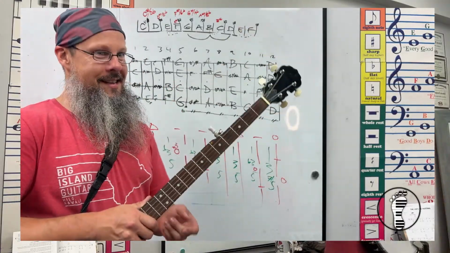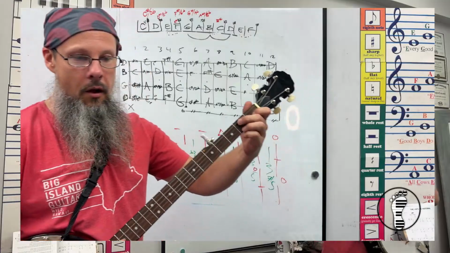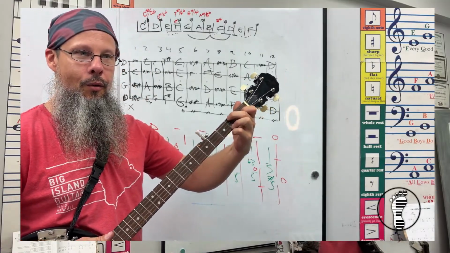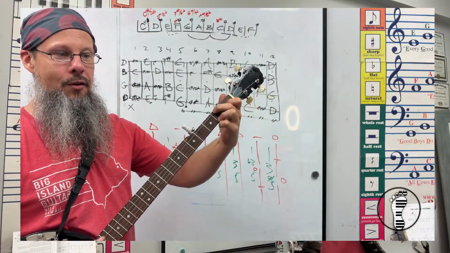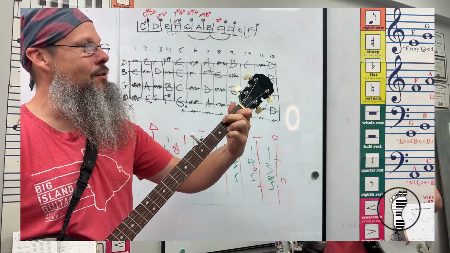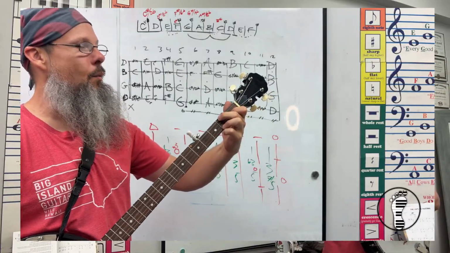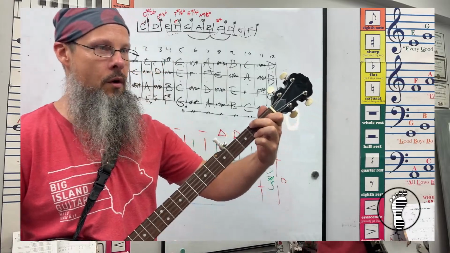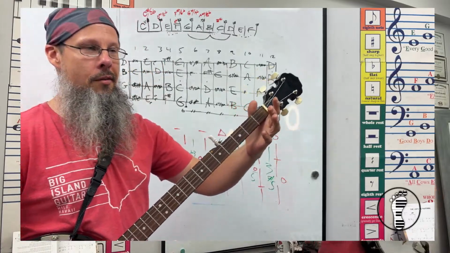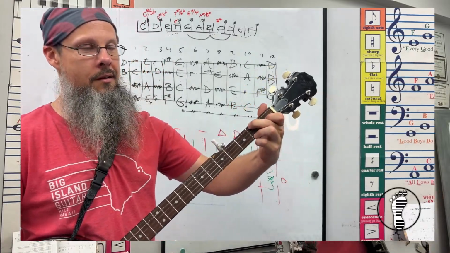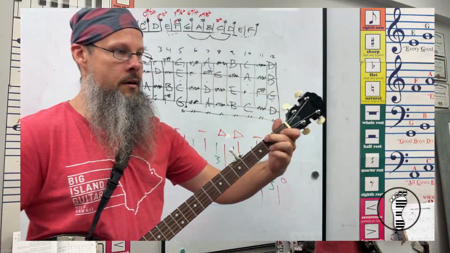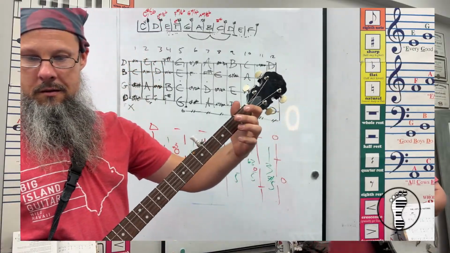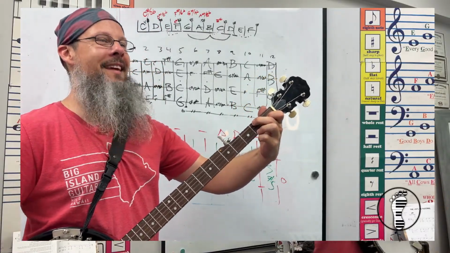The hardest thing to do is sit down for five minutes and go 3, 2, 1, 3, 2, 1, 3, 1, 3, 2, 1. And as soon as you speed these up, they get a little bit faster.